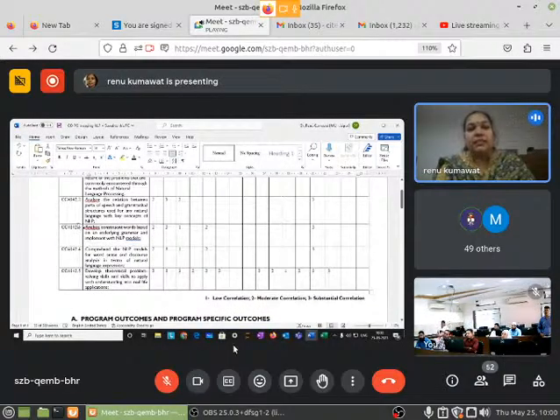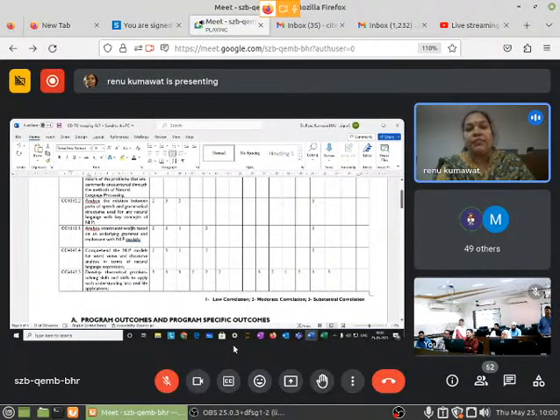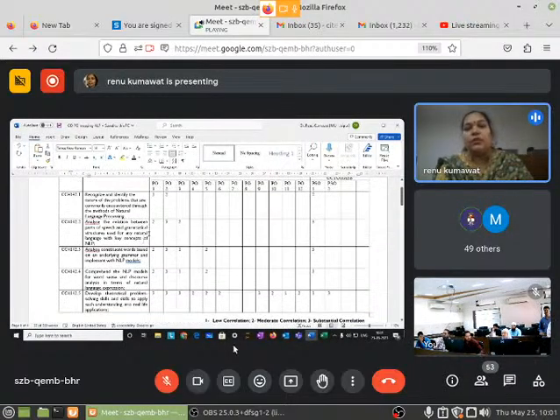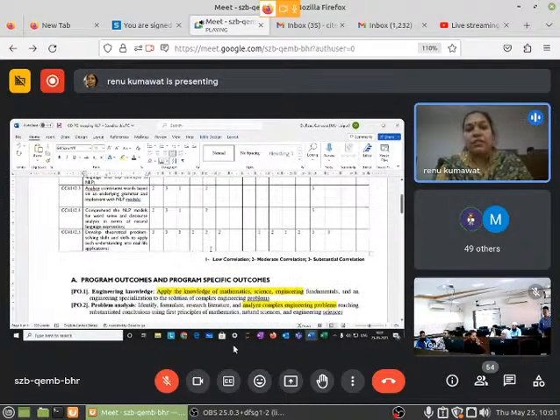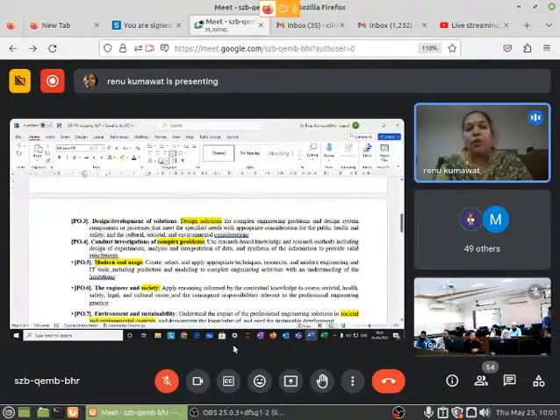The next CO is analyze constituent words based on underlying grammar and implement with NLP models. This means we have to analyze also, and we have to start implementing this thing also. So it is mapping with PO1, highly correlated with PO number 2, very low correlation with PO3 and PO5. Let's see what's PO5. PO5 is modern tool usage.